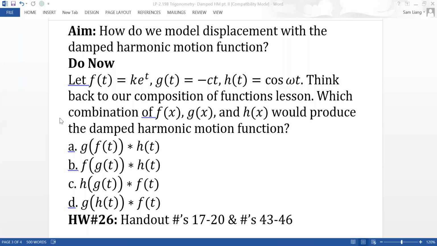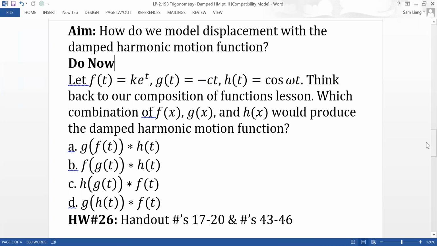We checked out each answer, and when we looked at B, the way you would do it is whatever g of t is, which is negative c times t, you would plug that into the function f of t in place of the variable t, which will give you k times e raised to negative c times t. Then you would just multiply that by the function h of t, and that gives you the equation for damped harmonic motion. All right, very nice. Well explained, guys.